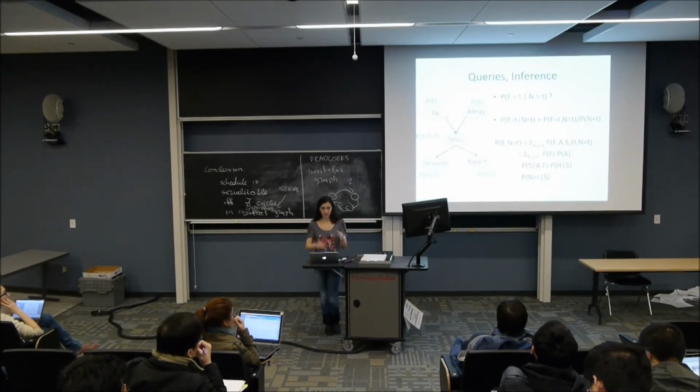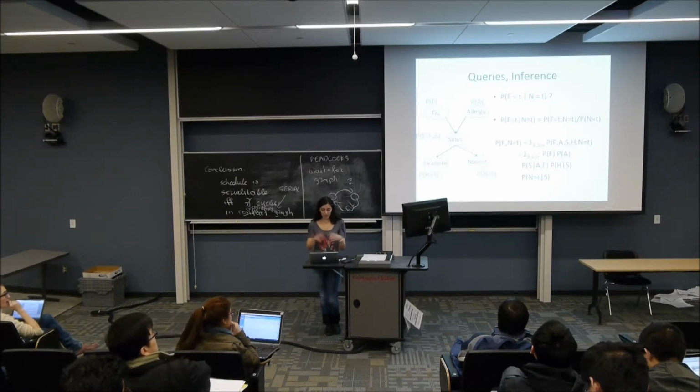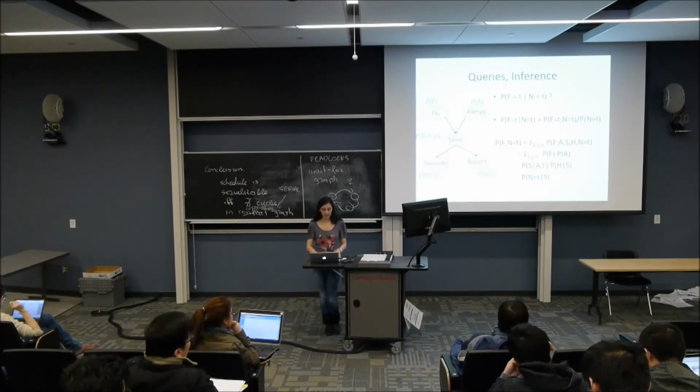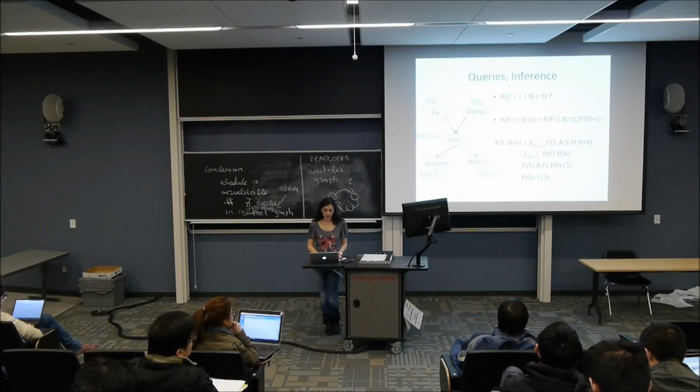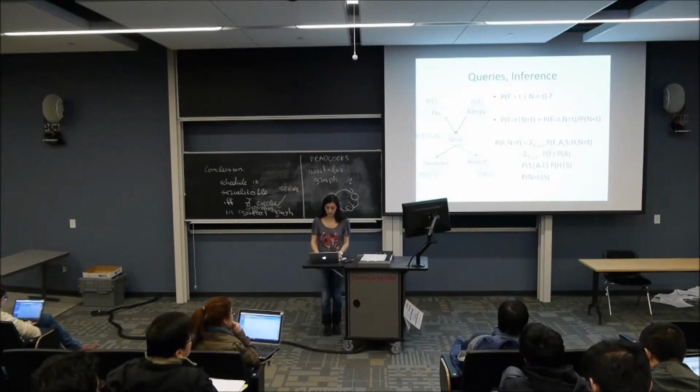So this will reduce the size of the probability here for n, right? Because we just have one case for n. We pick the true probabilities, and now we're going to marginalize over a, s, and h. Okay, this is basically what's written here.